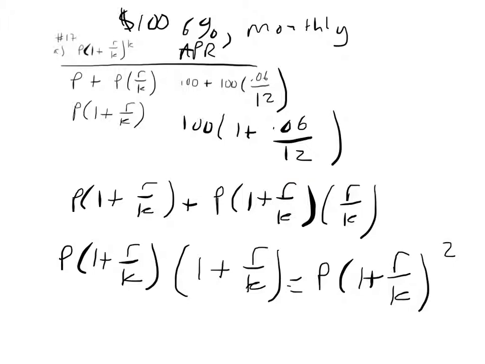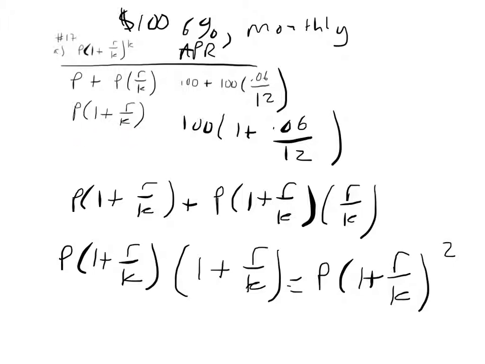So if I do that in general over here, I've got a certain principal, and at the end of the first month, I'll have interest earned, which will be the principal times my APR divided by my number of compounding periods. Factor P out of both terms: P times 1 plus R over K. So that's what I've got at the end of the first month.